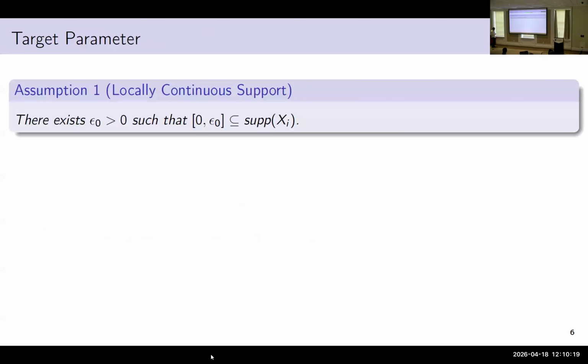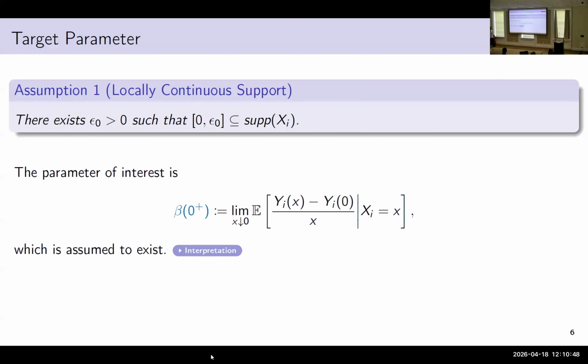So given that, let me talk you through our target parameter. To define it, I essentially assume that the support of the treatment variable is continuous near zero. This gives me the technical framework to define the target parameter. The idea is that you have bunching at zero, but then the distribution around zero is continuous. It doesn't need to be smooth. It just has to have some mass there.